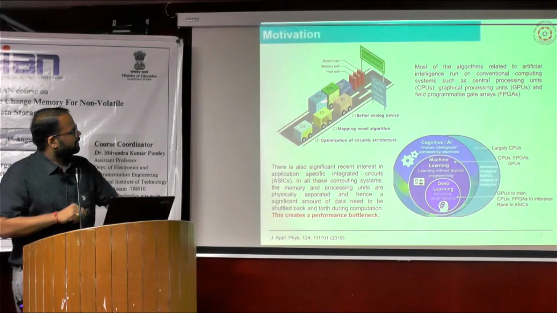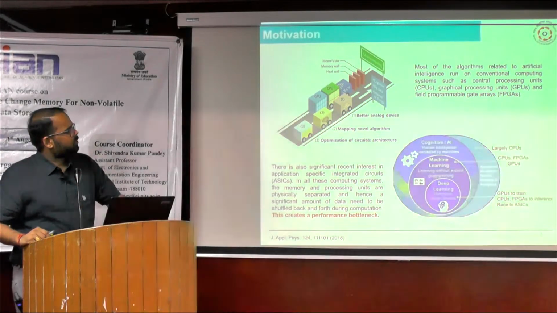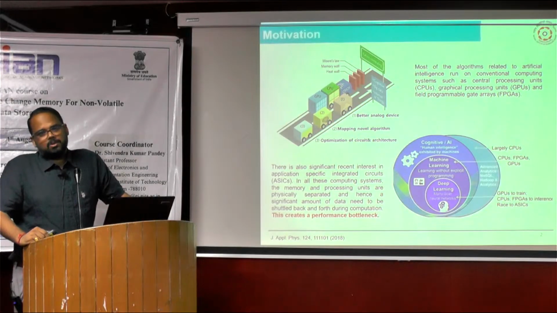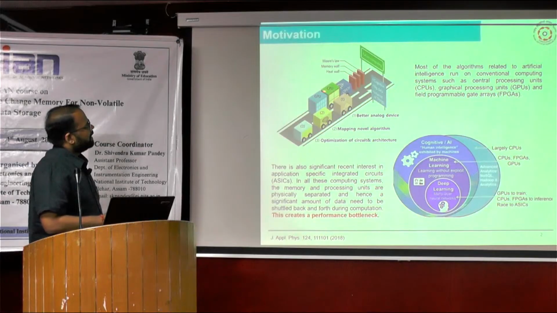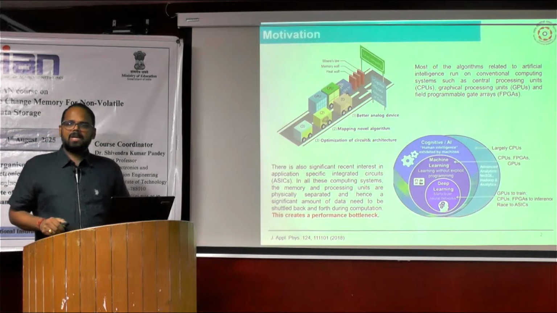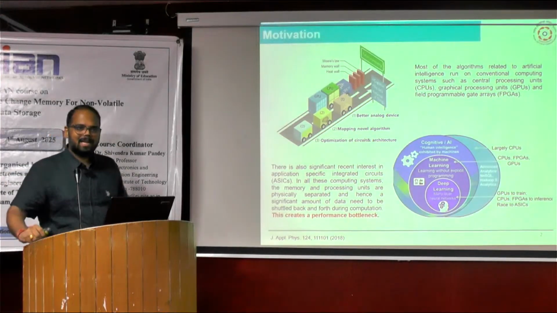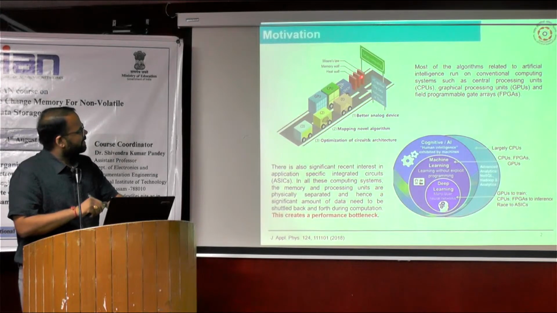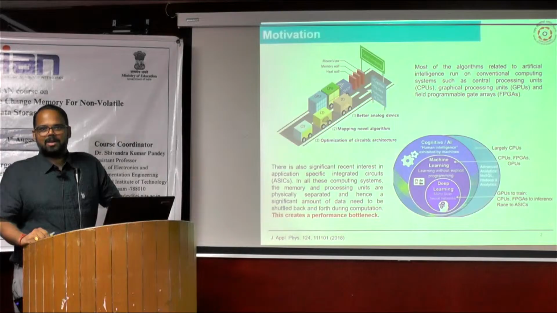If you see this hierarchy, most of the algorithms related to AI run on conventional computing systems. What is a conventional computing system? It is a central processing unit, graphical processing unit, and some FPGA-based things, field programmable gate arrays. But what happens if you go in this line? There is a barrier. It is going to stop at some particular point of time.